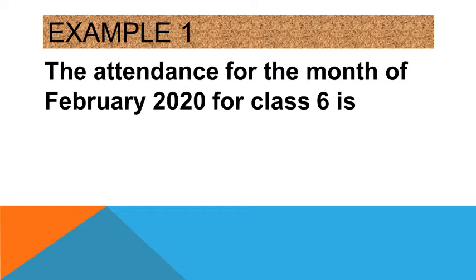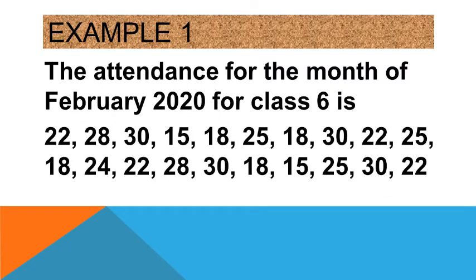Let's take an example. The attendance for the month of February 2020 for class 6 is 22, 28, 30, like this, and so on. This example shows the attendance of class 6 for the entire month of February. What are these numbers? These numbers show us that on 1st of February the attendance was 22. On 2nd of February the attendance was 28. And on 3rd of February the attendance was 30. Like this, and so on. So it actually tells us how many students were present on which date of February.